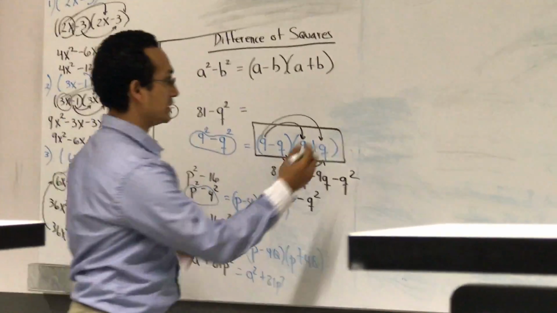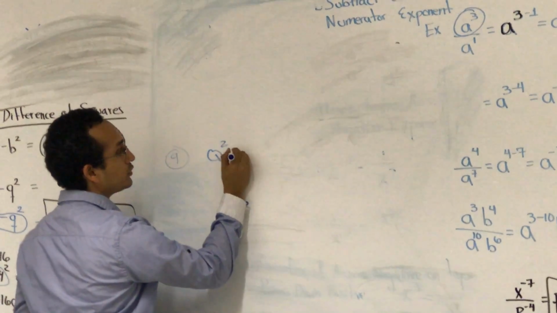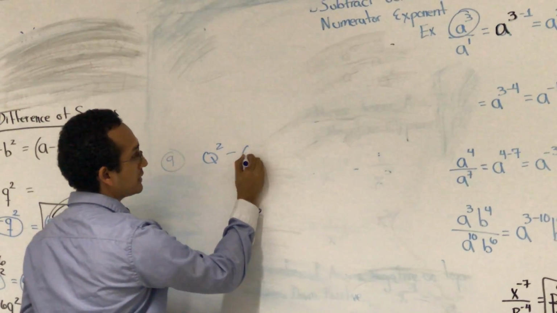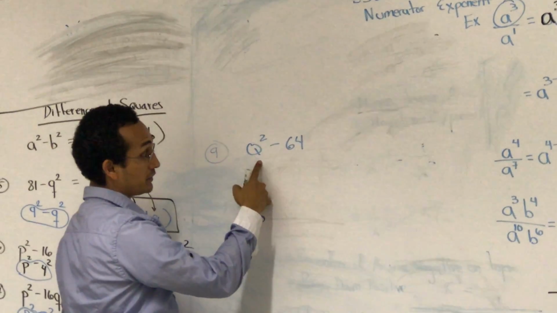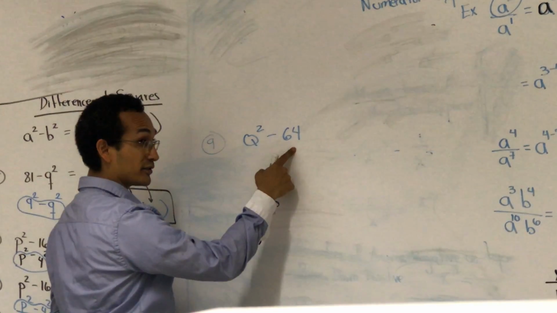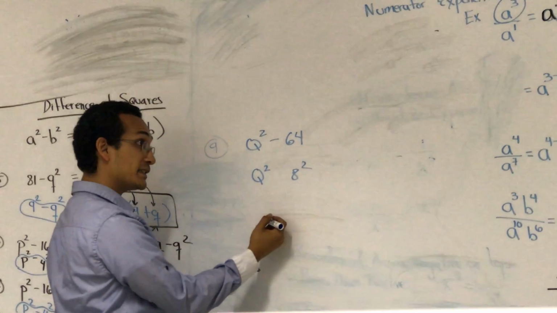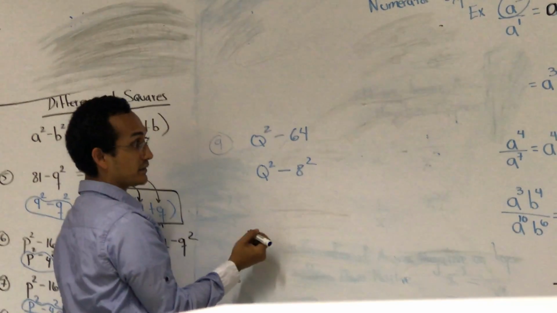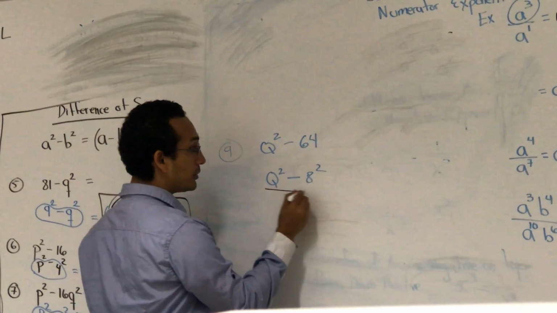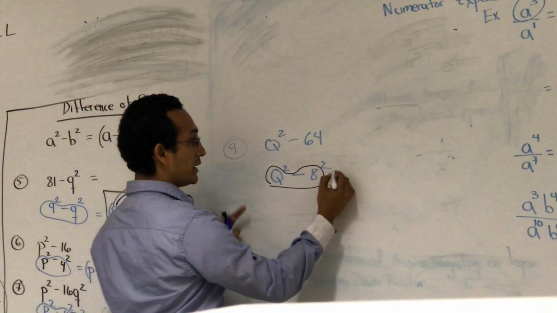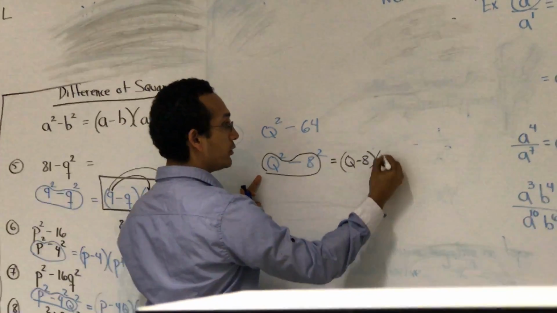Okay, and then the last one, number 9. You have q squared minus 64. How would you do this? First, you have to identify that they're squares. Yes, this is q squared, and this is 8 squared. Second, is it a difference? Yes, there's a difference. What do you do now? You circle the numbers below the 2, and this becomes q minus 8, and then q plus 8.